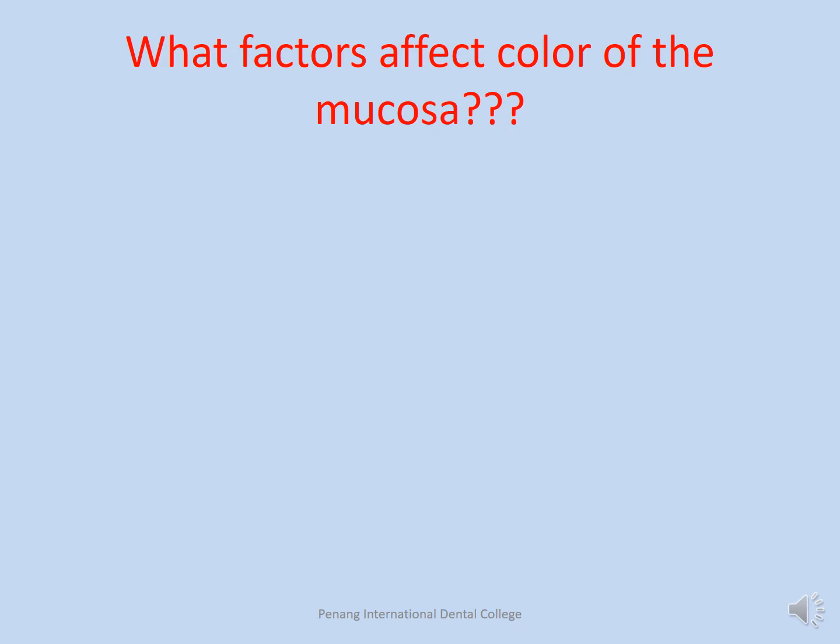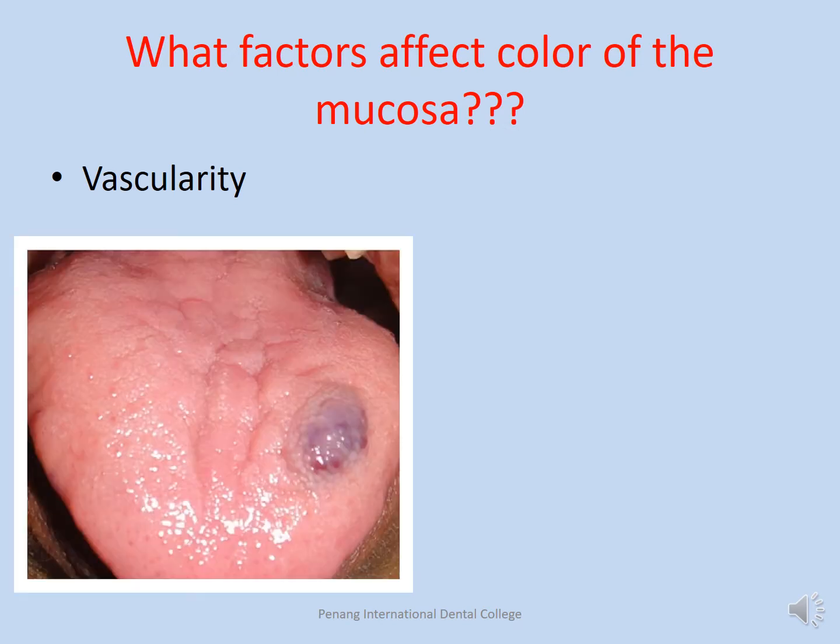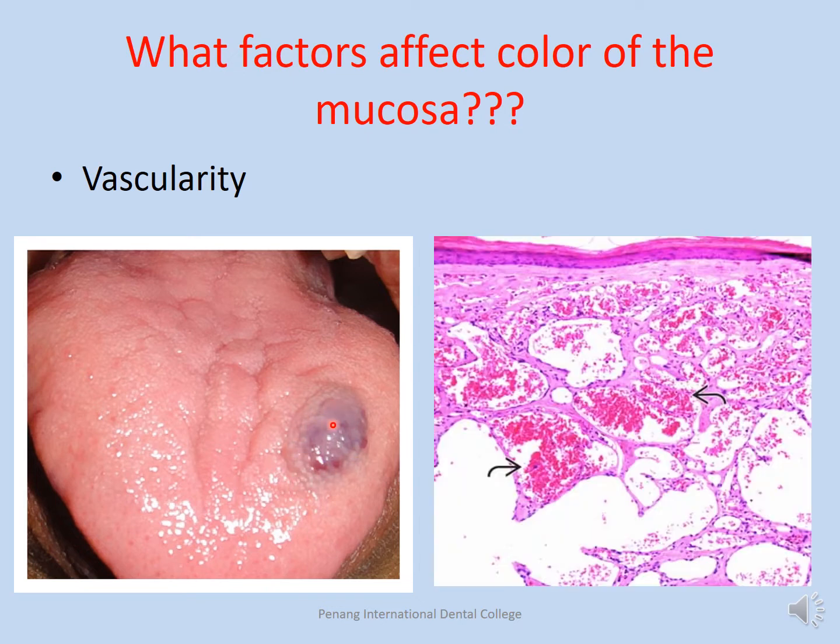The question now is what factors affect the color of the mucosa? So number one is obviously vascularity. Now here is a picture of a patient who had a lesion on the tongue. You can clearly see that this entire area appears normal, and here there is a bluish reddish lesion on the surface of the tongue. Now the reason we are able to see this is because there is increased vascularity.